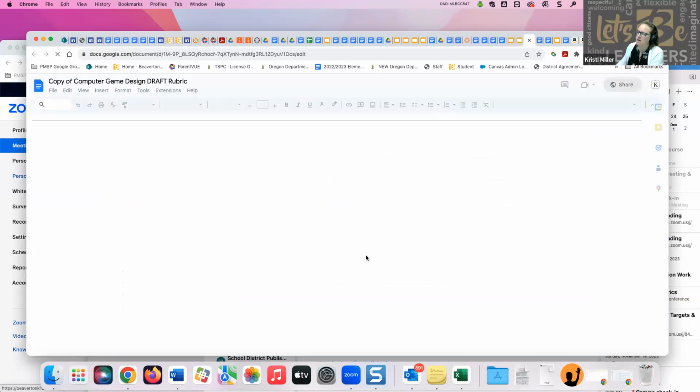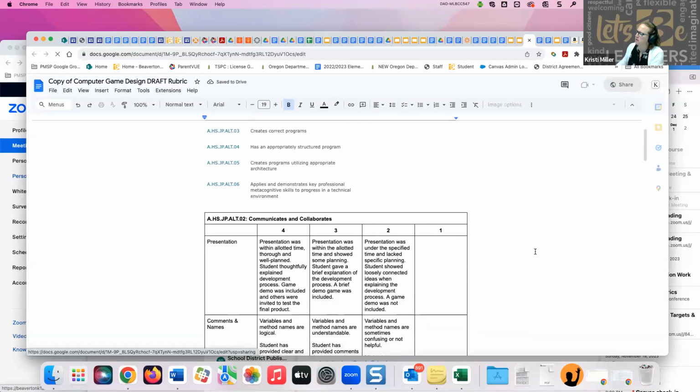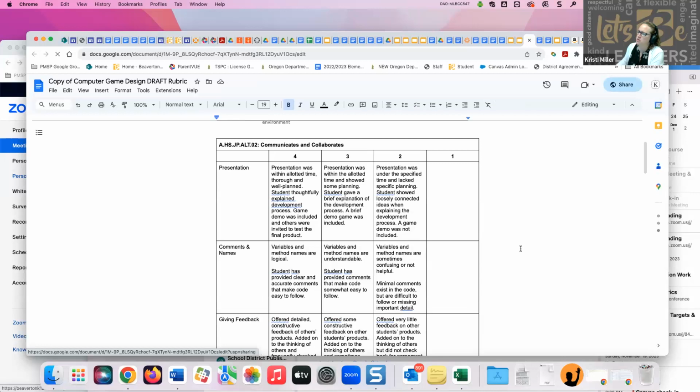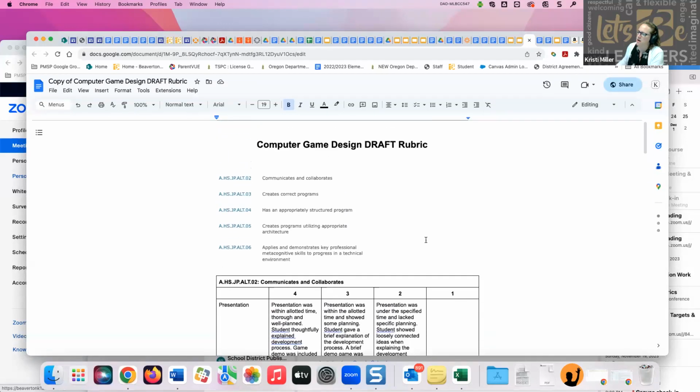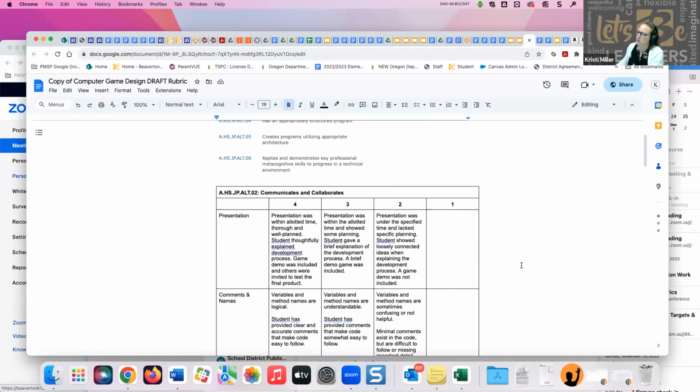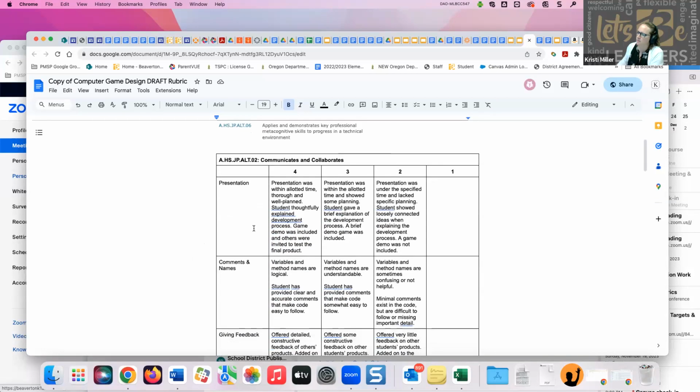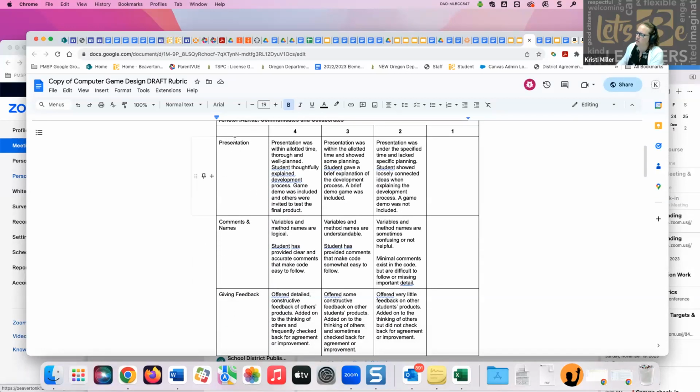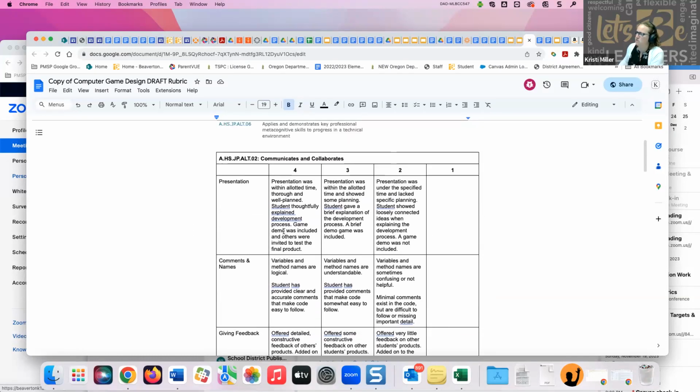Computer game design. I was working on this with one of our computer programming teachers. You'll notice it's a draft. So here's the learning targets up here. And then these are the things that he pulled out and said, okay, well, there's going to be a presentation piece. There's going to be a feedback piece, comments and names.